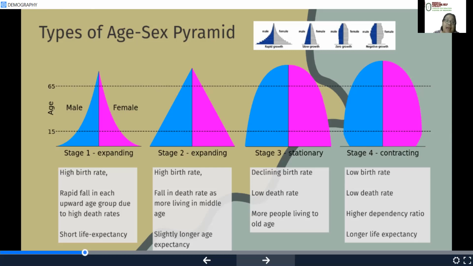Stage 2 would be a high birth rate and there's a slowly declining death rate as more people live in the middle age. Stage 3 would have a declining birth rate and a low death rate, so more people live to the old age. And a low birth rate and a low death rate, because of longer life expectancy, would lead to a stage 4 or a contracting age sex pyramid.